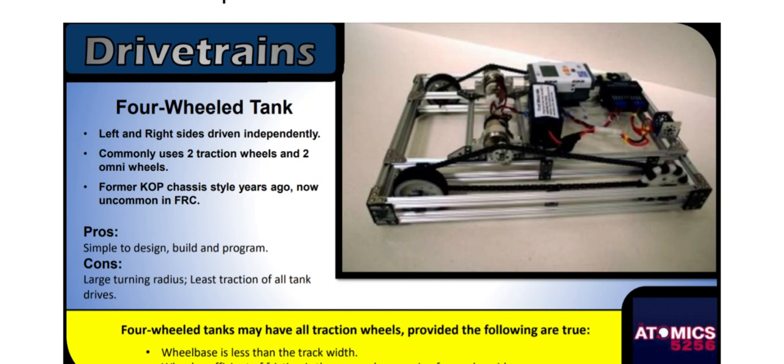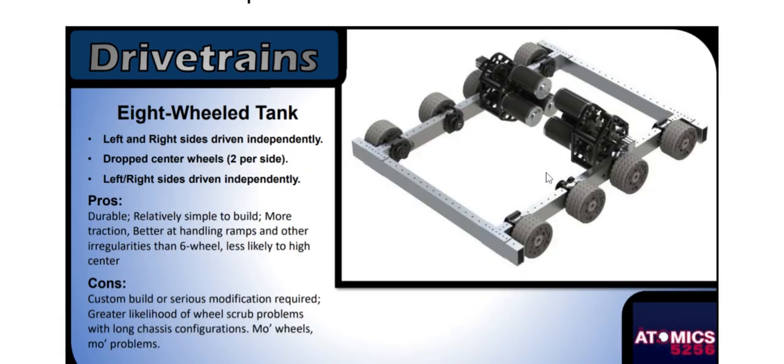Honestly, that entire robot could probably be the size of a quarter of the drivetrain on an FRC robot. So yeah, you typically don't see that in FRC a lot at all. You also have your eight wheel double drop center.